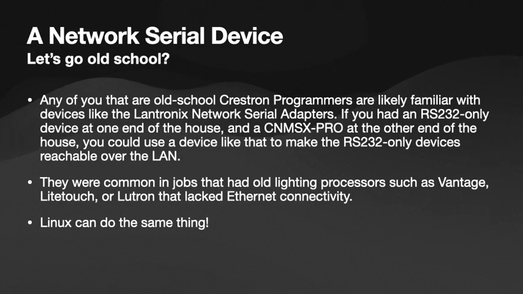In the early days of Crestron home automation, it was not uncommon to have many devices that lacked Ethernet ports. For example, you might have a job with an old third-party lighting system that lacked Ethernet. These needed to be controlled through serial ports. There were companies that made boxes that had an Ethernet and an RS-232 port, so you could remotely connect to a serial-only device.